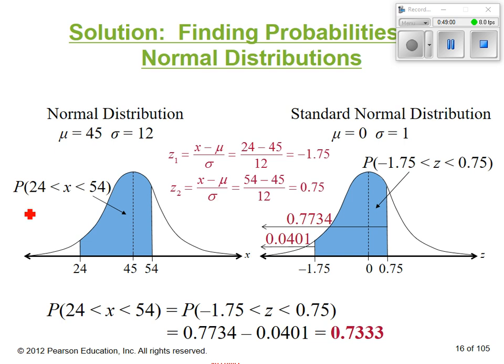So if we were using the chart, because it only gives you the area to the left, we'd have to find all of this area. And then we don't want this part out here, so we'd have to subtract that off. But if we're using the calculator, we don't have to do that. With the calculator, we can just punch in the numbers.